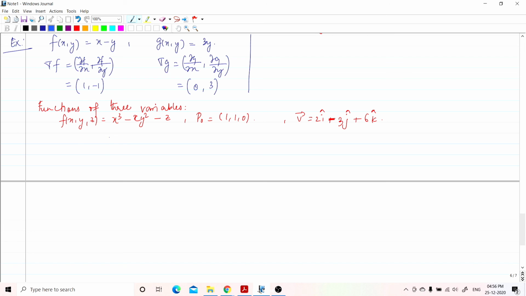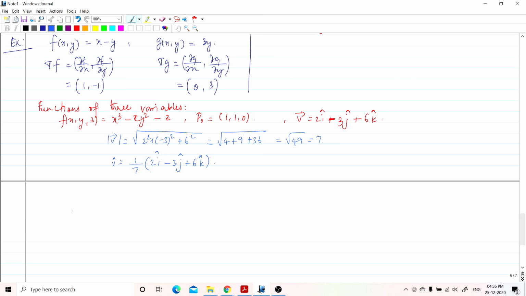First of all, let us see the magnitude of the v vector. It is the square root of 2 squared plus (minus 3) squared plus 6 squared, which is 4 plus 9 plus 36, which is the square root of 49, which is 7. Therefore your v cap is going to be 1 upon 7 times (2i minus 3j plus 6k).